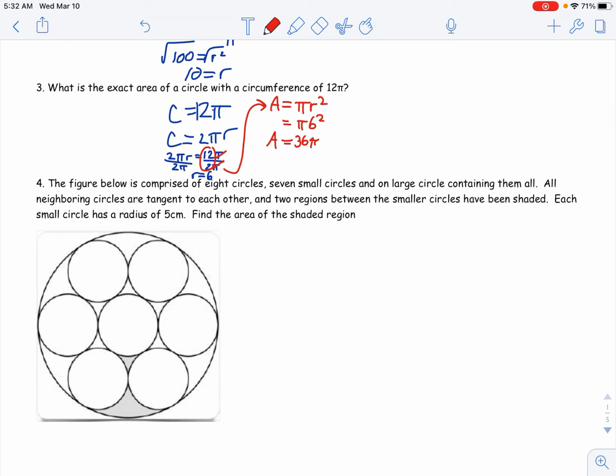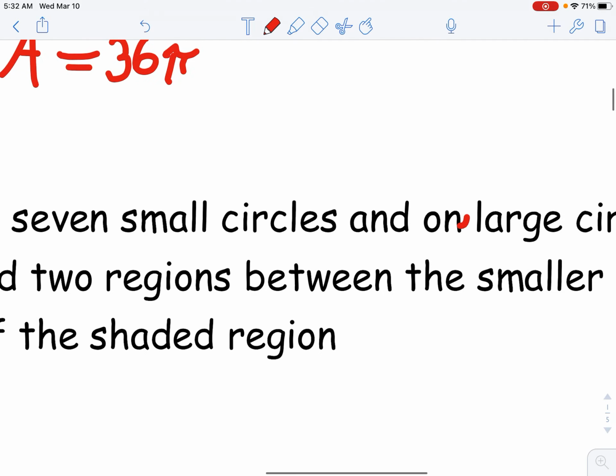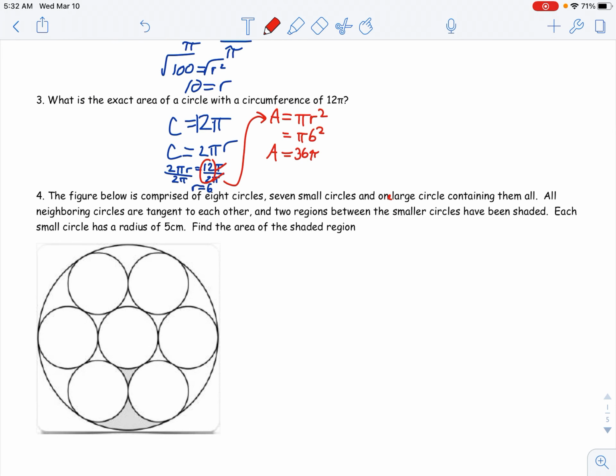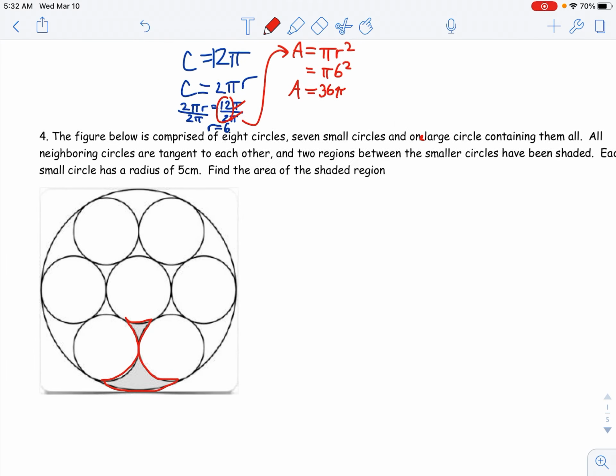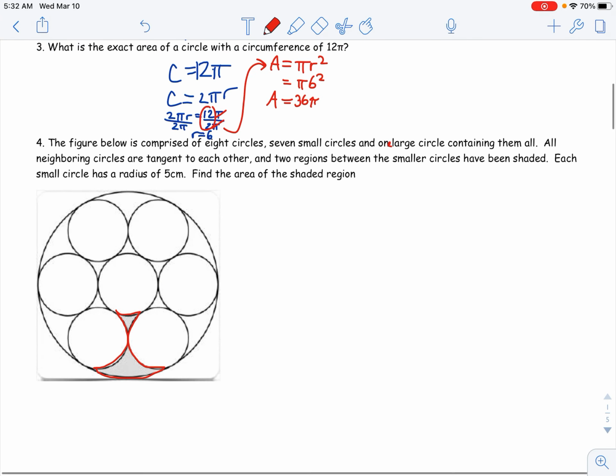And here's a nice little challenge problem to finish up the video. The figure below is comprised of 8 circles, 7 small circles, and 1 large circle containing them all. All neighboring circles are tangent. That means they touch at one point and one point only to each other, and 2 regions between the smaller circles have been shaded. So it's this right here. All right. Each small circle has a radius of 5. We're going to find the area of the shaded region.